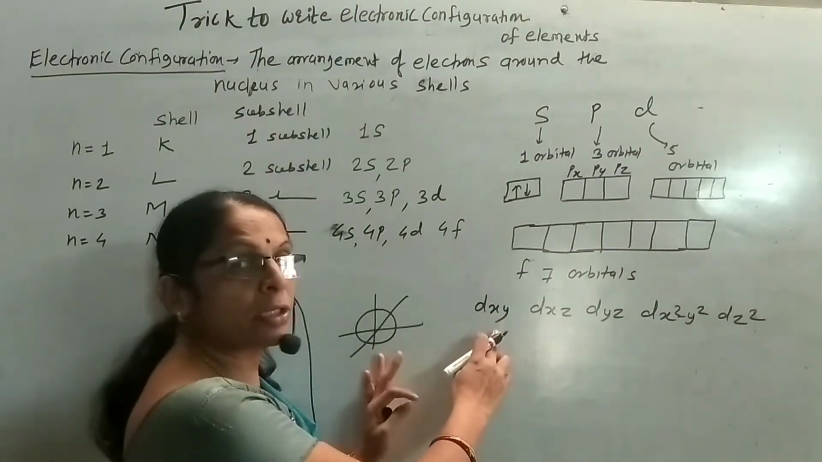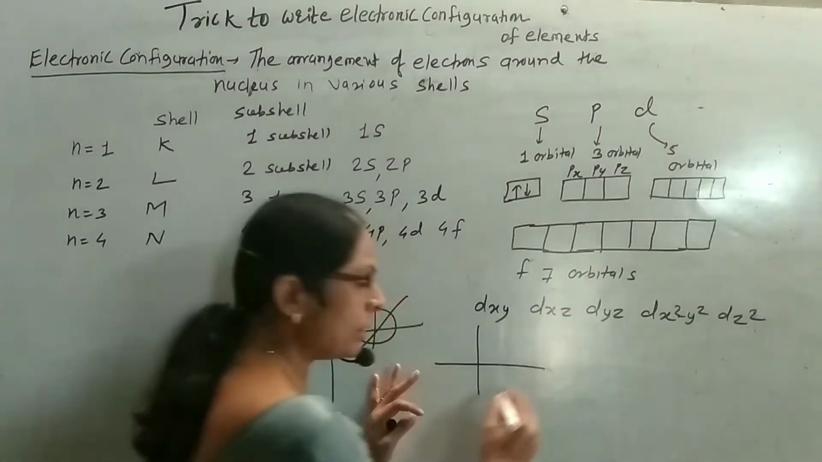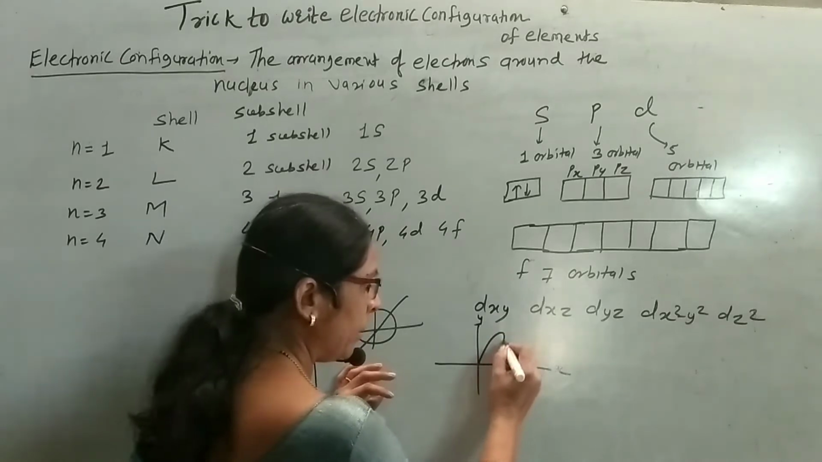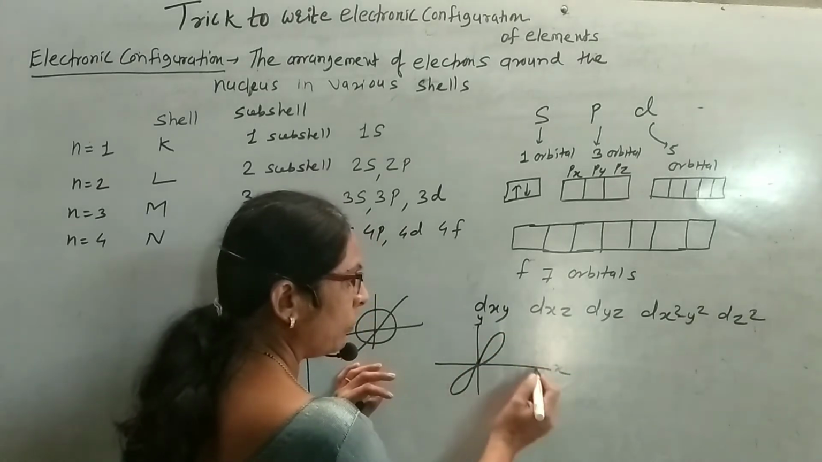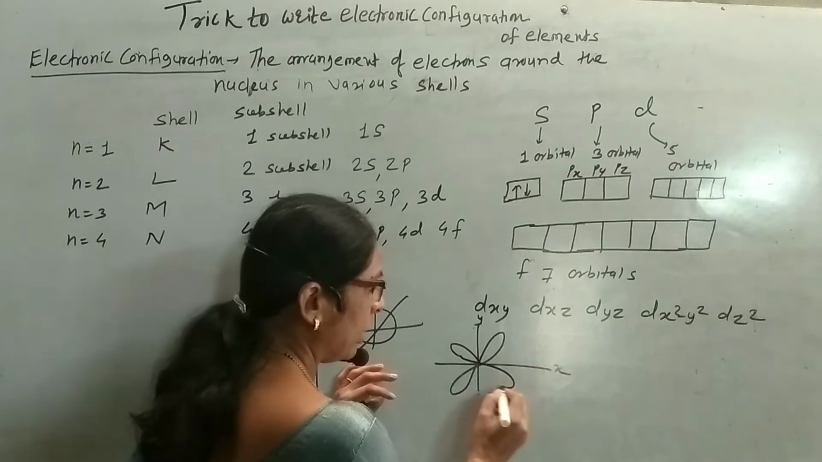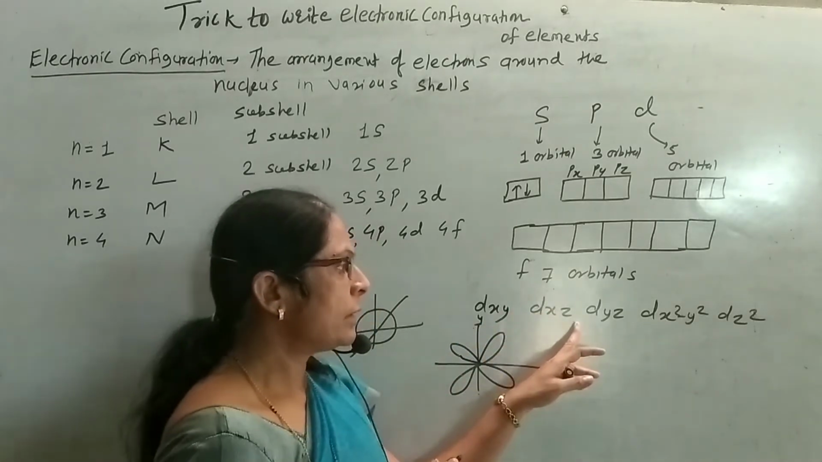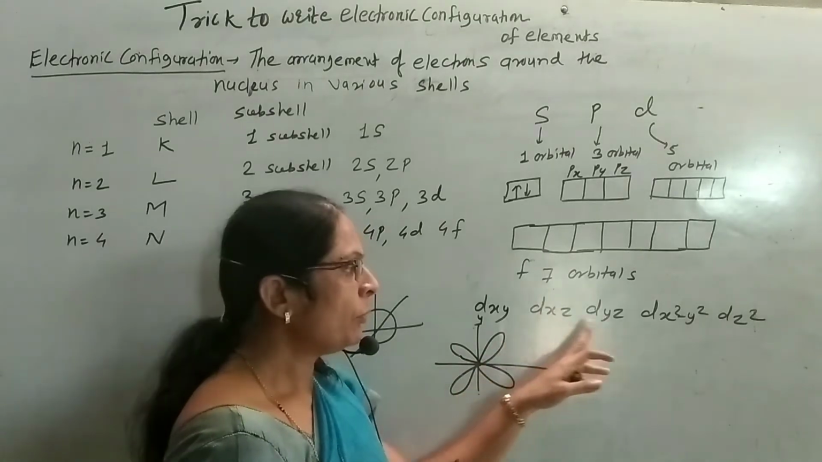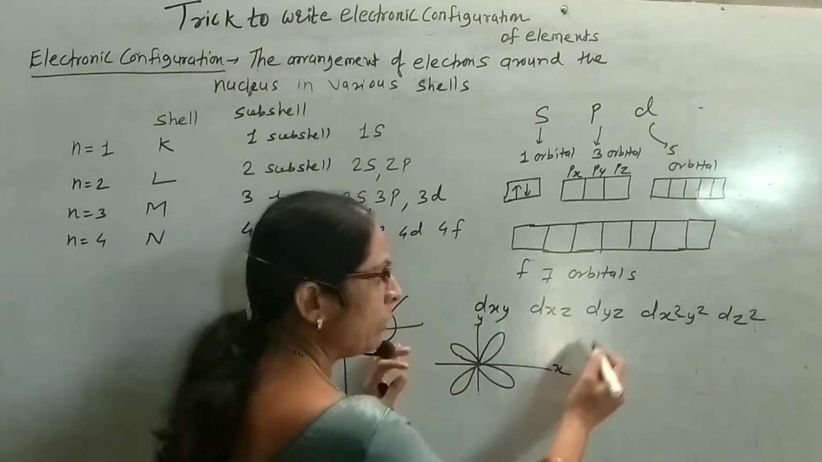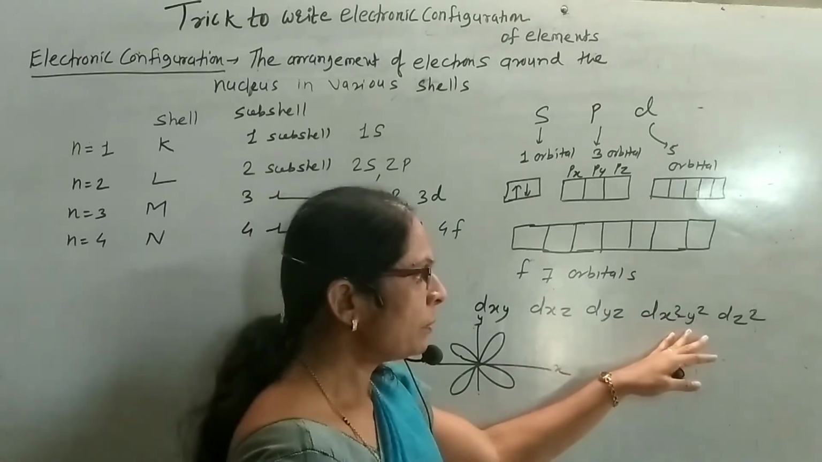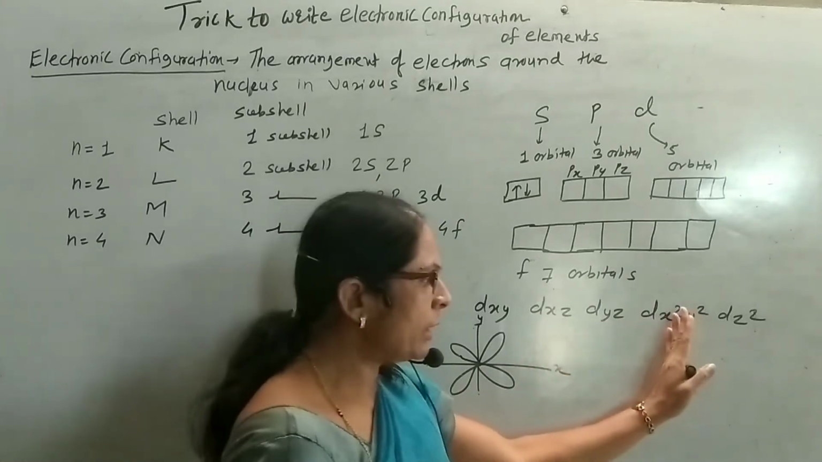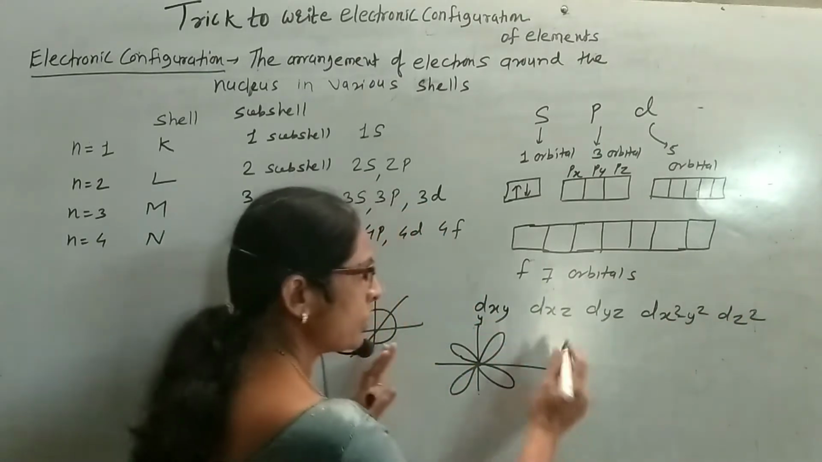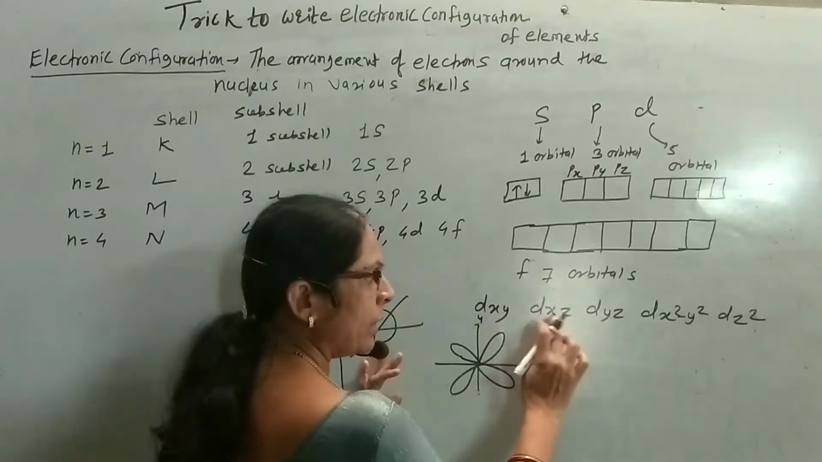dxy means this orientation, the orbital has a dumbbell shape. So this is the x and this is the y direction. Then the orbitals are in between x and y. Similarly, dxz means their orbitals are in between x and z. dyz, they are in between y and z. dx square minus y square means they are along the x and y directions, and dz square means they are along the z direction. So remember, they are in between xy or xz or yz.